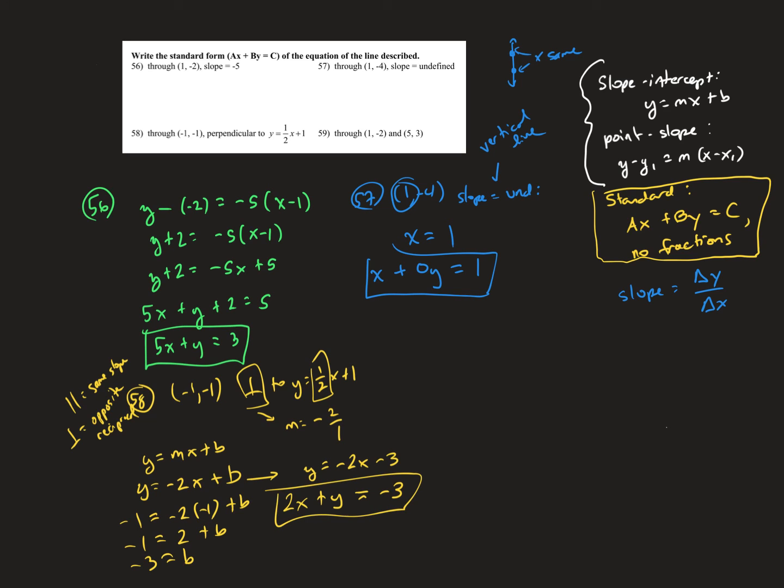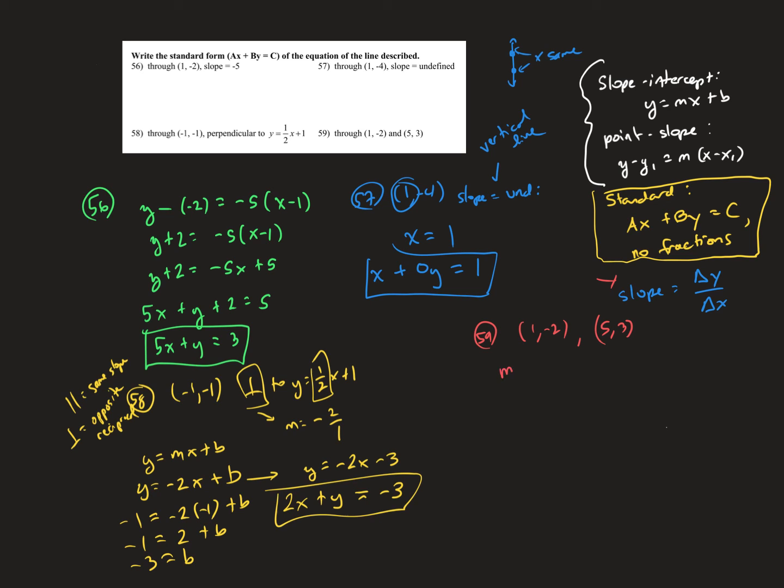So now let's just look at 59 real quick. Now 59, we're given 2 points. So we have a choice of 2 points. We can use either one of those as our point, but we don't have the slope. So we're going to need to find the slope first.